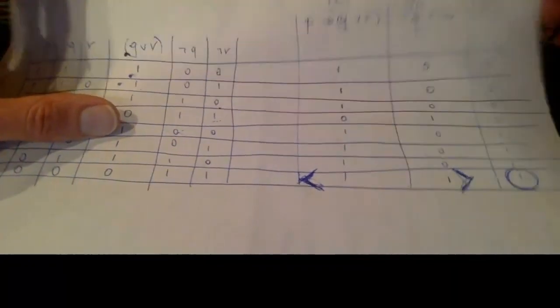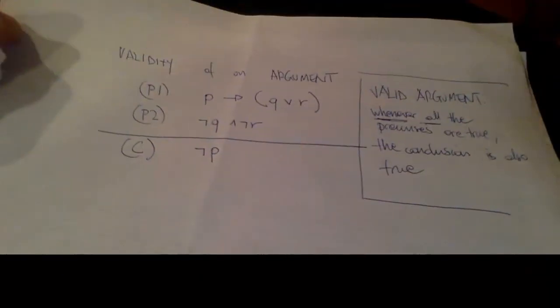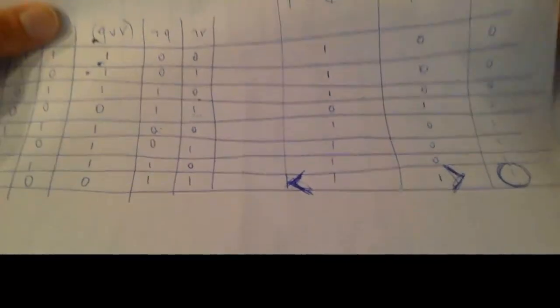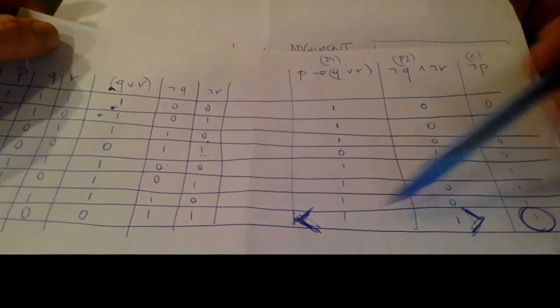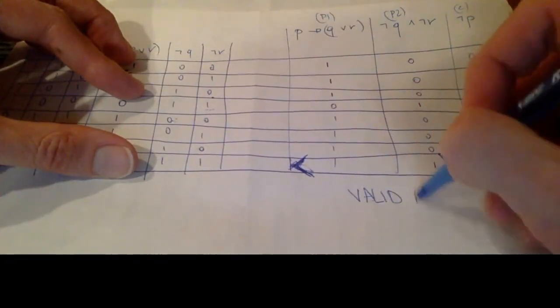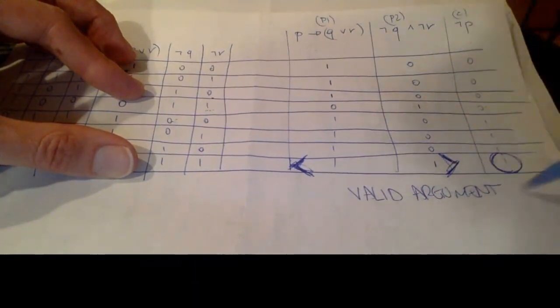So indeed, we can go back to our definition of a valid argument. Whenever all the premises are true, the conclusion is also true. And this definition is indeed satisfied here because whenever all the premises are true, the conclusion is also true. So we can say that this is a valid argument. And we are done.